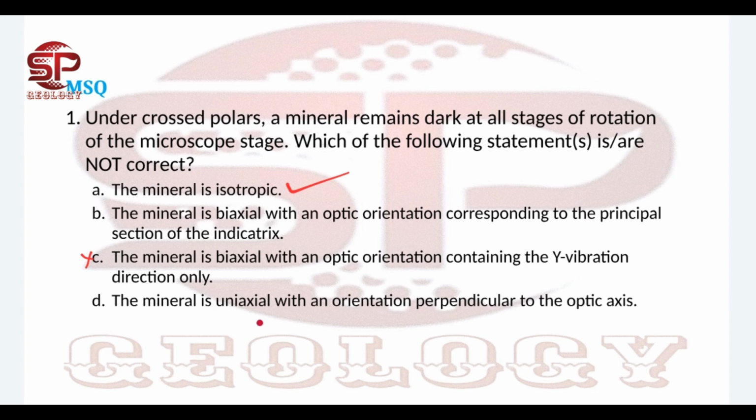The mineral is uniaxial with an orientation perpendicular to the optic axis. In the case of a uniaxial mineral, if you take a section perpendicular to the optic axis, it will become isotropic. So the basal section, or the section perpendicular to the optic axis, is isotropic in the case of uniaxial. So A and D will be correct.